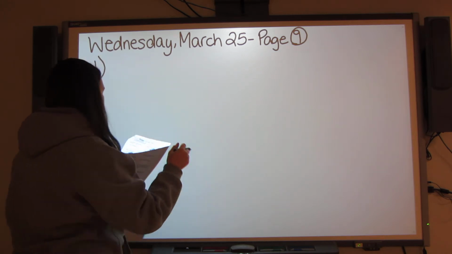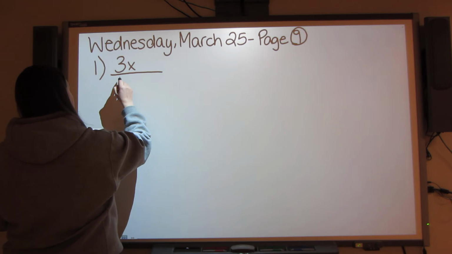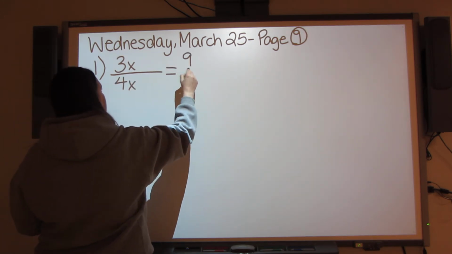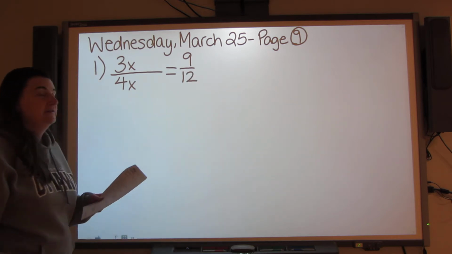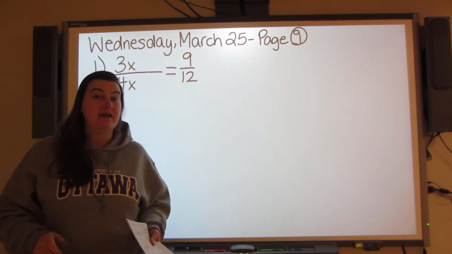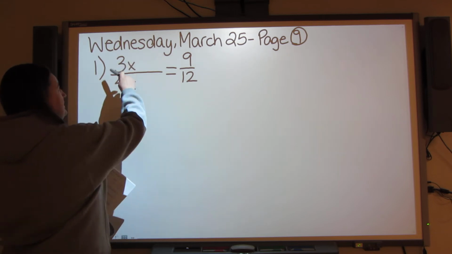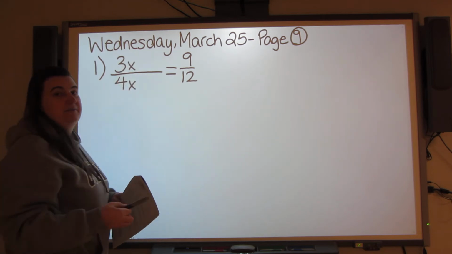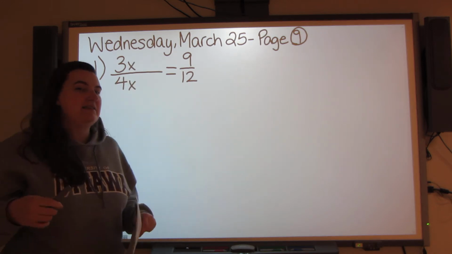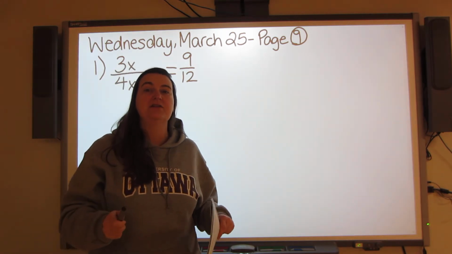You have 3 times something, and you have 4 times something equals 9 over 12. So remember, whenever you're making equivalent ratios, equivalent fractions, equivalent anything, you need to make sure you're finding what you need to multiply both of these by. So 3 times something and 4 times something, that something has to be the same. If it's 2 different numbers, they're not going to be equivalent ratios.